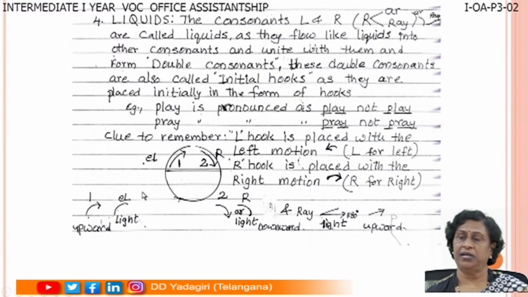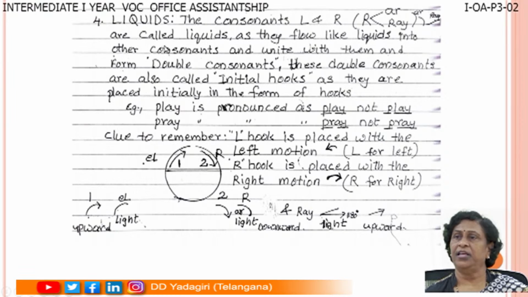And the next classification is called liquids. We learned explodants, then continuants, then nasals, and now we are going to learn liquids. So the name itself is again suggesting the consonants L and R. For R, we have two types. One R is called R, the other one is called Ray. That you'll be learning gradually. So right now you have to learn that the consonants L and R are called liquids. So why are they called liquids? What is the nature of liquids? The liquids will flow into union with other consonants to form double consonants. Followed?